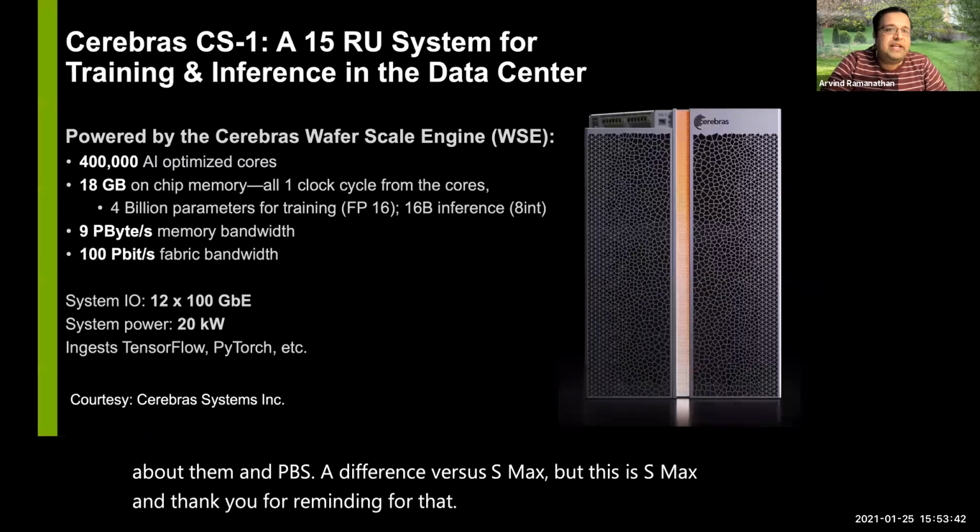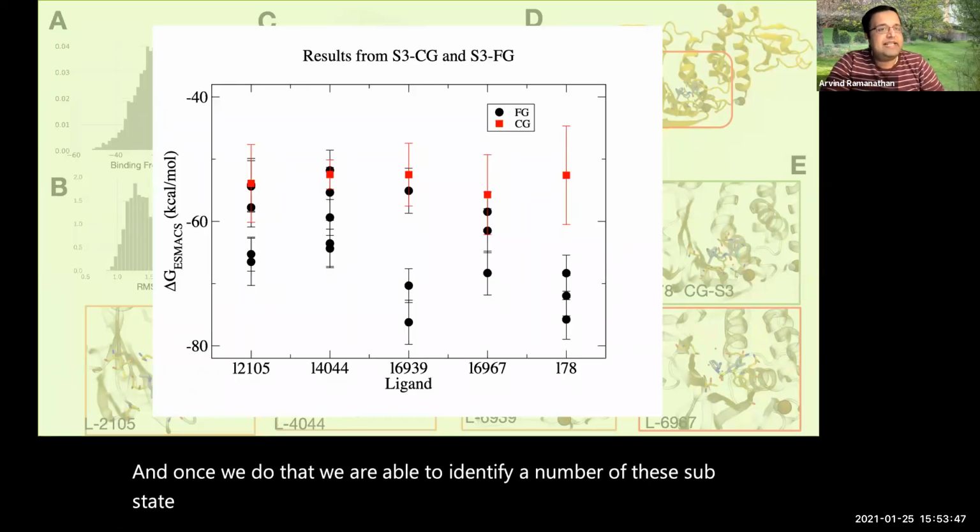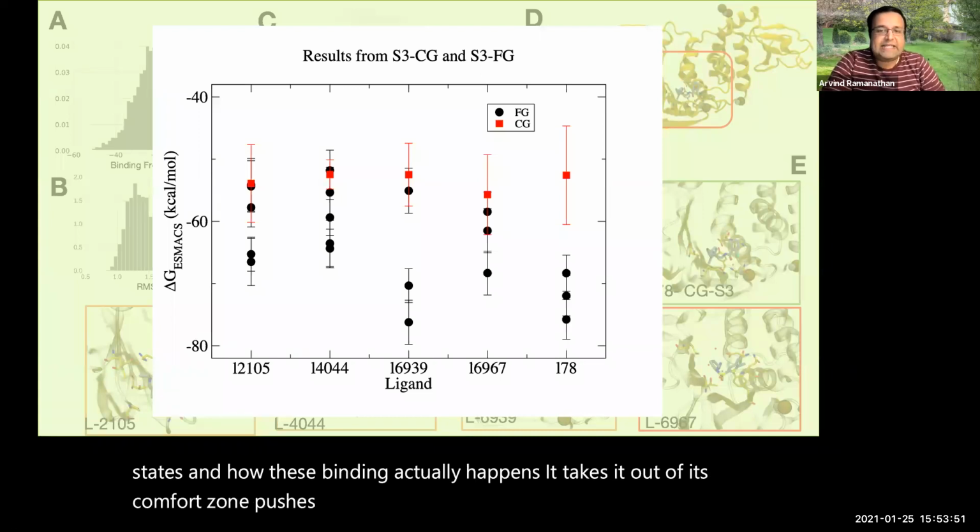And once we do that, we are able to identify a number of these substates and how this binding actually happens. It takes the compound out of its comfort zone, pushes it, and we see where it lands.